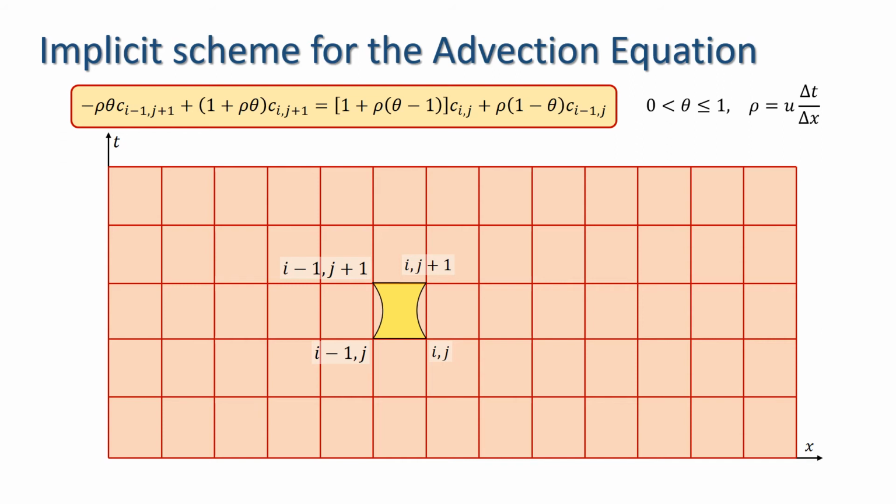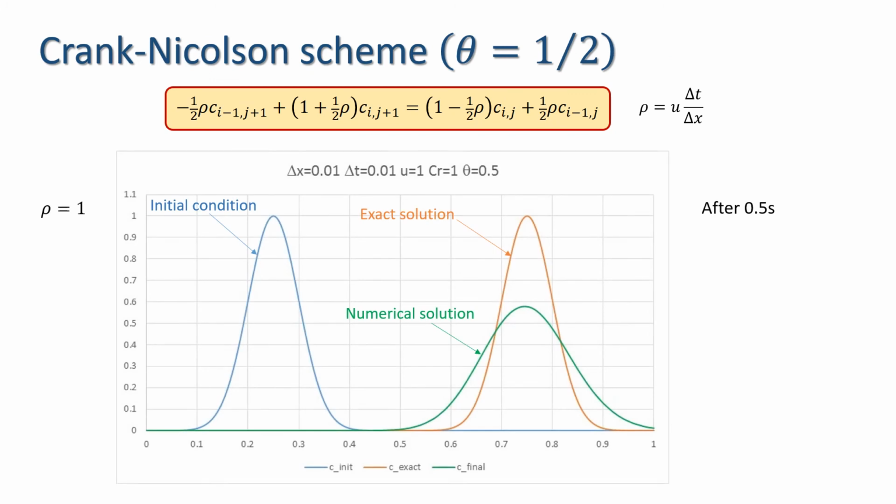Okay, so let's look at some numerical results. The results I'm going to show you are obtained using the Crank-Nicholson scheme, i.e. with theta equal to a half. Here we see the results obtained after half a second with a celerity of 1 and a Courant number of 1. We can see that the solution is diffusive, which is in contrast to the explicit scheme, which reproduced the exact solution for a Courant number of 1. This is typical of implicit schemes.